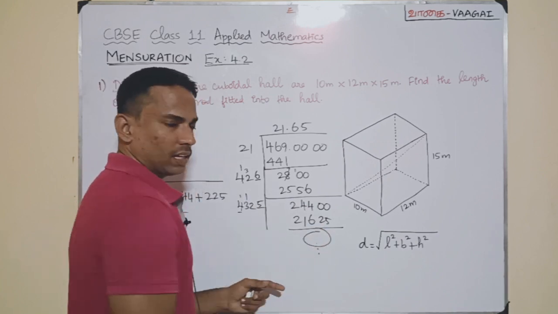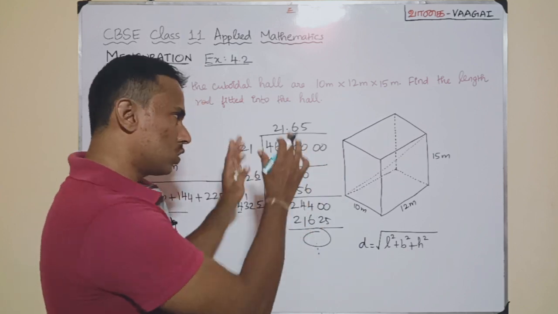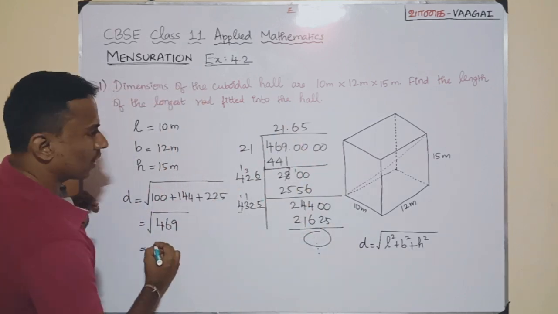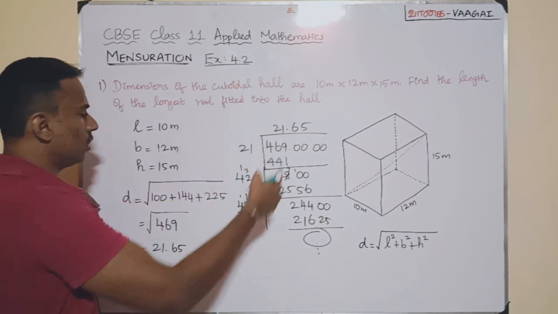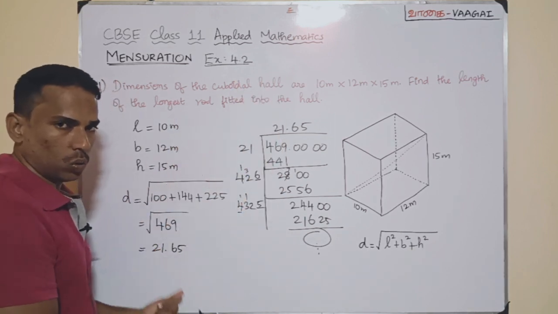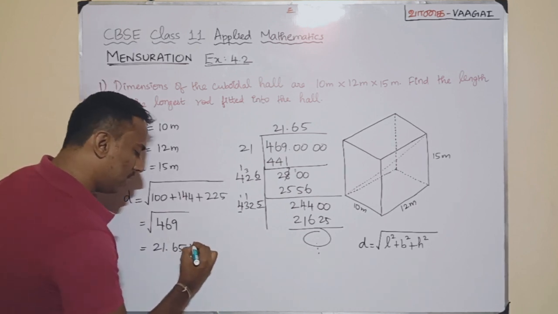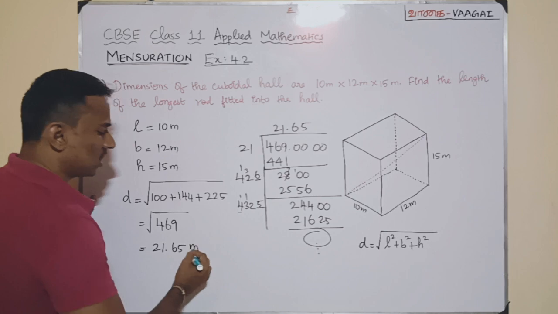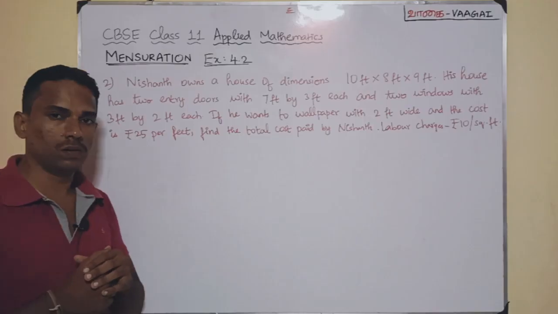It will be going like this because it is an irrational number, so it will keep going and going. So let's stop the process there itself. I can approximate my answer as 21.65, and see the units. Our units are going to be meters, so the answer we get for the diagonal length will also be in meters only. So 21.65 meters is going to be the answer for your question number 1.